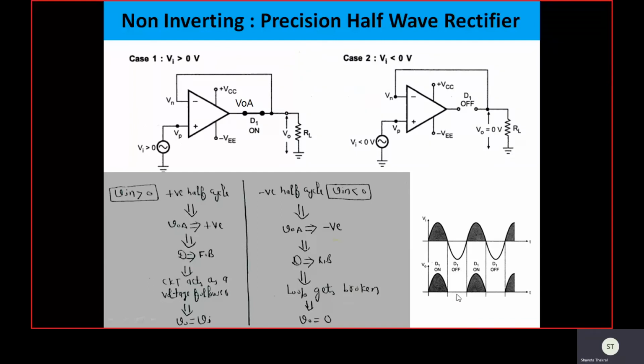So in this way we get half of the applied AC signal. Corresponding to the positive half cycle, we are getting positive output, and corresponding to the negative half cycle we are not getting any output. So we have converted the applied AC signal to a pulsating DC signal by utilizing half of the AC signal.